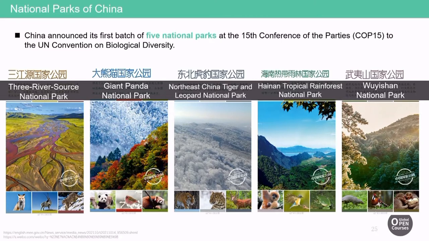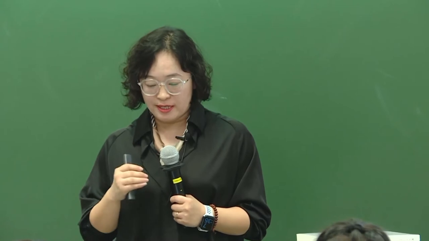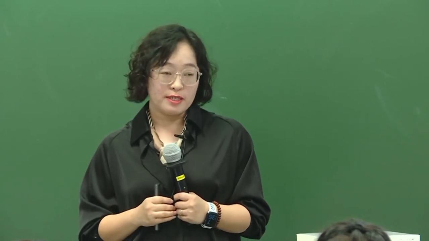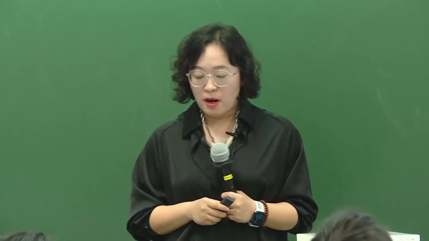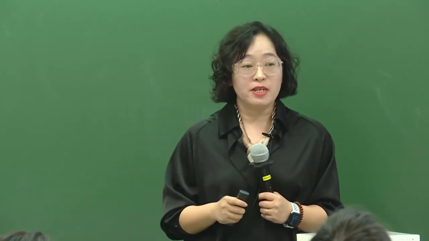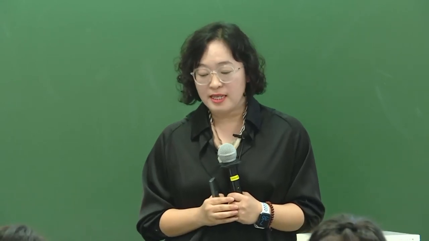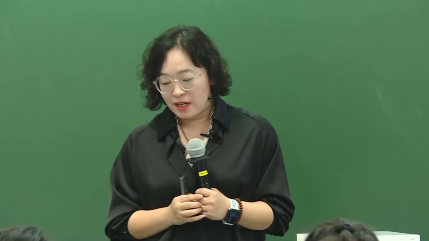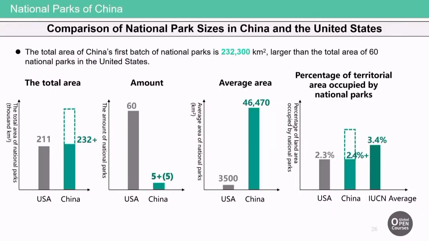So, are there any differences between China's national parks and other countries' national parks of the world? We will analyze the five national parks to get some basic characteristics of China's national parks. One feature is obvious after I show you this set of data. So let's see. What are the characteristics? What's the difference?